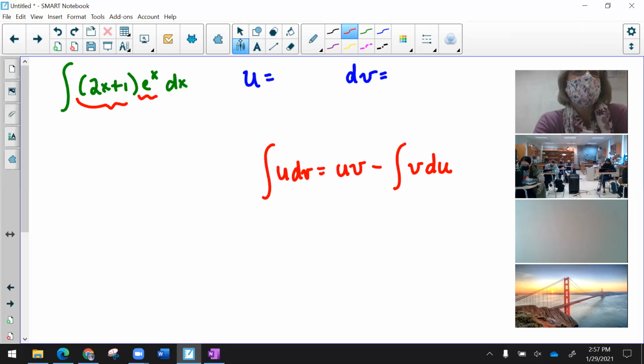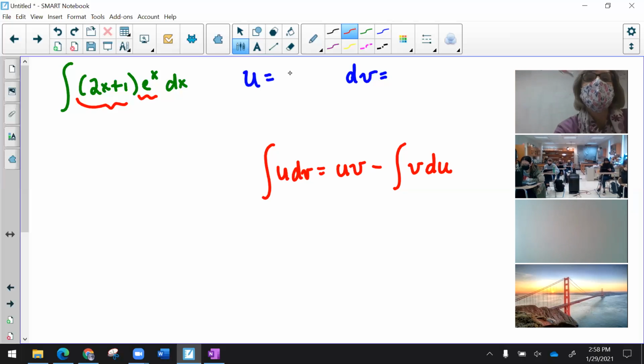Whatever I end up figuring out v to be, I have to be able to integrate it. I'd like it to be something simple. I'd like v to be nice and easy. One is a nice thing to integrate. So remember that you're trying to simplify. Number two, actually that was both things. You're trying to make things simpler, and you have to make sure that you can integrate whatever dv is.